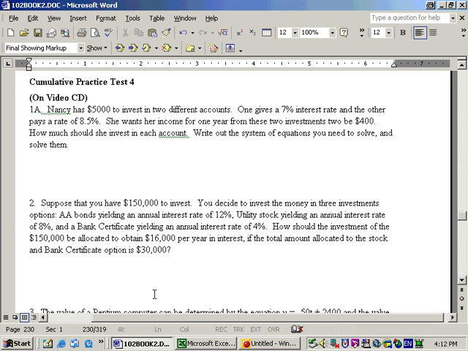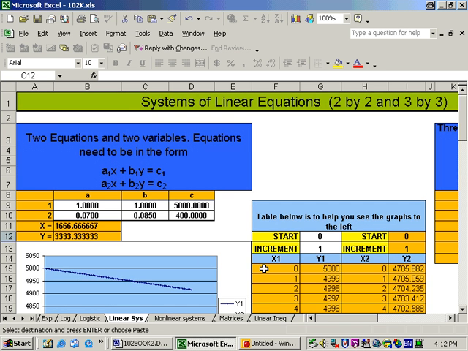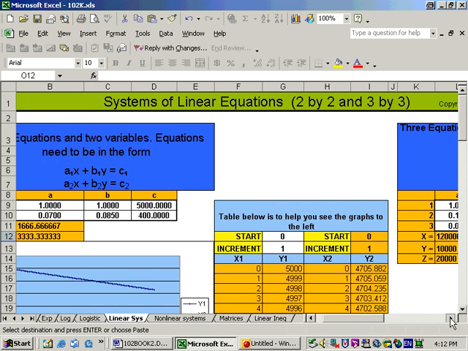On the second problem, it tells you about a person who has $150,000 to invest into three different accounts. So there are the interest rates, and here's the interest that they want to earn from these accounts, and the amount allocated to the last two accounts is $30,000. So that's a system of three equations and three unknowns, and you can solve that right here in this area.